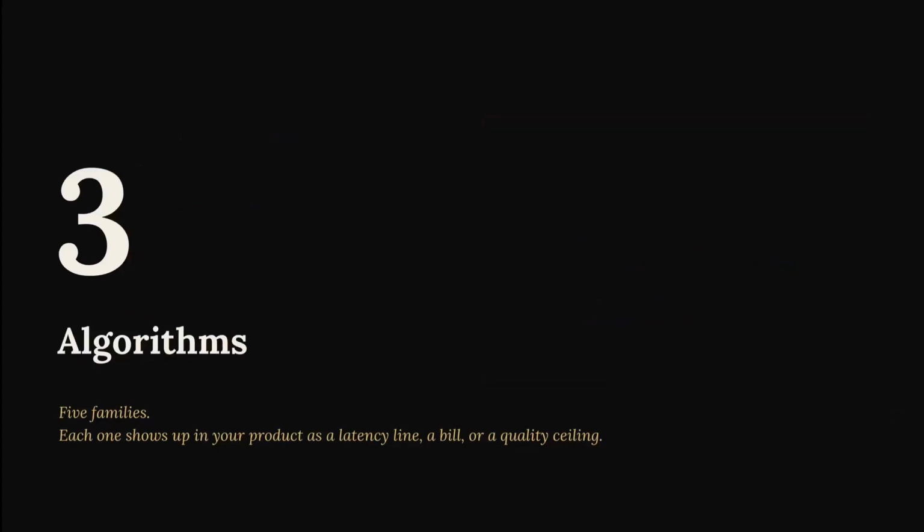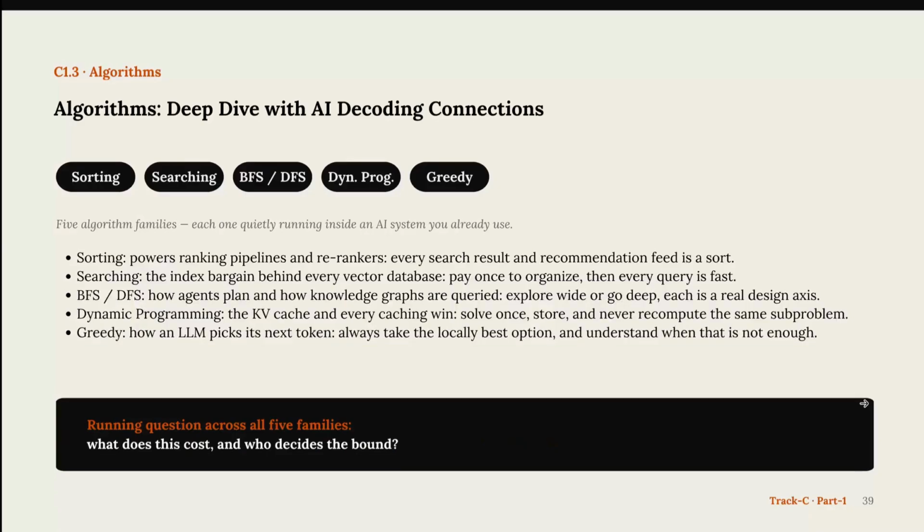Let's begin with algorithms. We are going to look at 5 families of algorithms today, and each one shows up in our product as a latency line where it delays the deliveries. We're going to look at it from the angle of the bill and also as a quality ceiling. We're going to look at how we are going to negotiate between these three as well. Let's begin with the algorithms. We are going to deep dive on sorting, searching, breadth first search, depth first search, dynamic programming, and greedy.